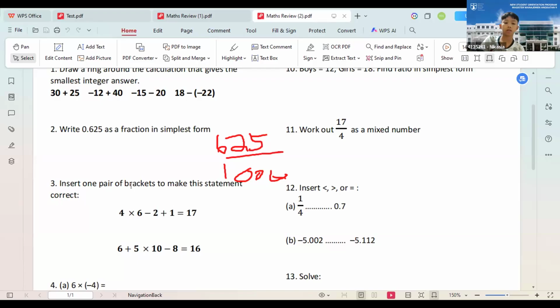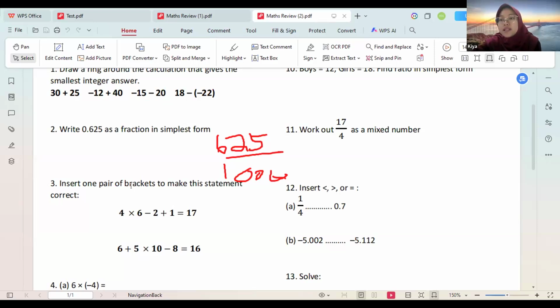I don't understand, Miss. Okay. The first thing, you have to find the GCD. What is this? The number that... oh, the greatest common division. Okay, and then for this one, what is the GCD?